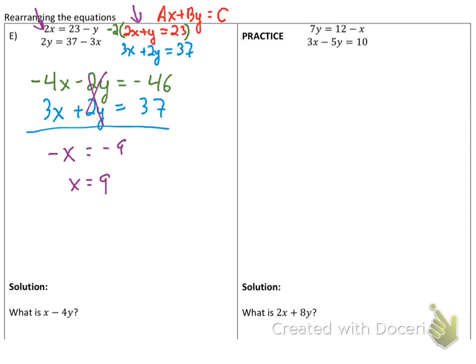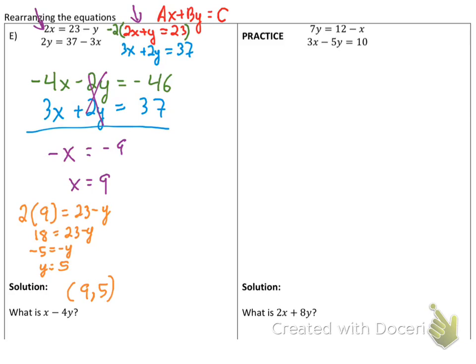Okay, so let's say I wanted to solve for y. I'm going to plug it back in to the first equation as it was originally given to me. So I got 2x, so 2 times 9 equals 23 minus y. 2 times 9 is 18 equals 23 minus y. Subtract 23, so I get negative 5 equals negative y. So I'm going to get y to be 5. So the solution here, the ordered pair, is (9, 5).